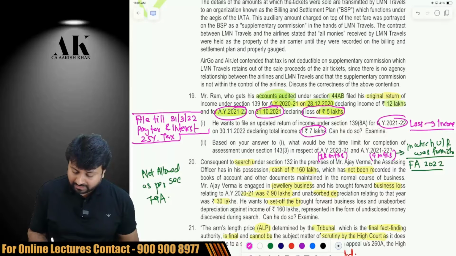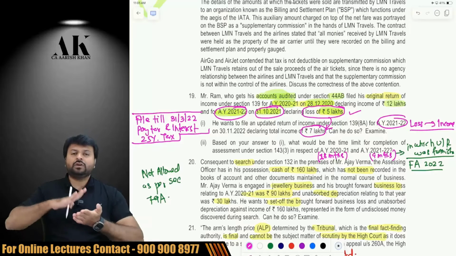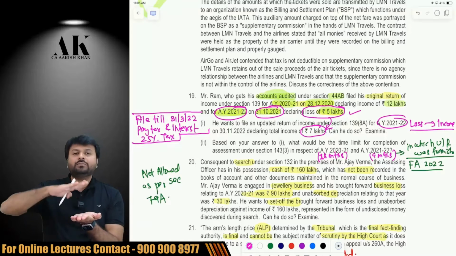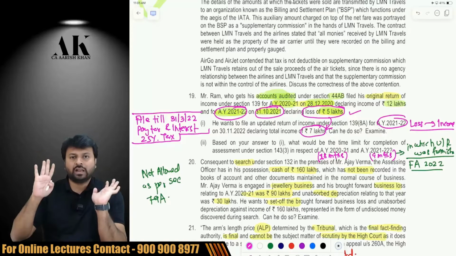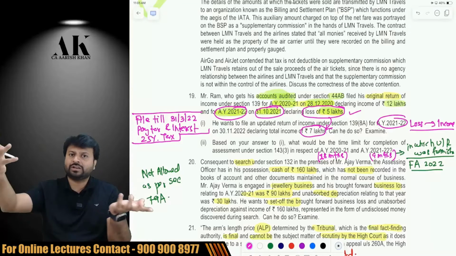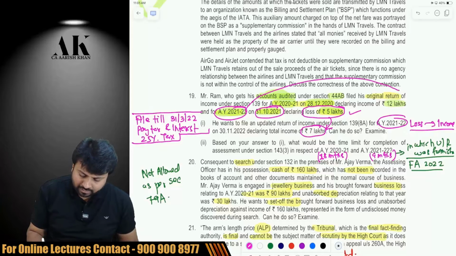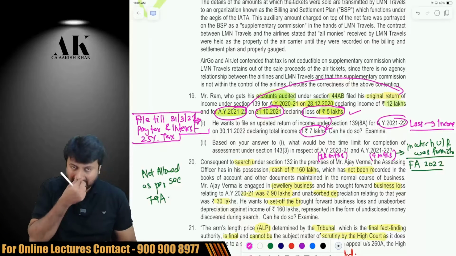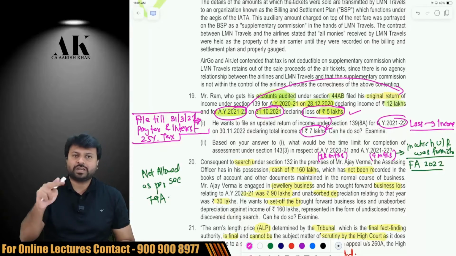Now, from a loss of 5 lakhs, if you want to go to income of 7 lakh rupees, yes, you can go. If you want to file an updated return, you can go from loss to income. Loss to loss is not allowed, or income to loss is not allowed. But earlier you had a loss, and if you want to show it as an income, you can file an updated return. Till when you can file? You can file till 31st March 2024. That is 2 years from the end of the relevant assessment year, you can file the updated return.